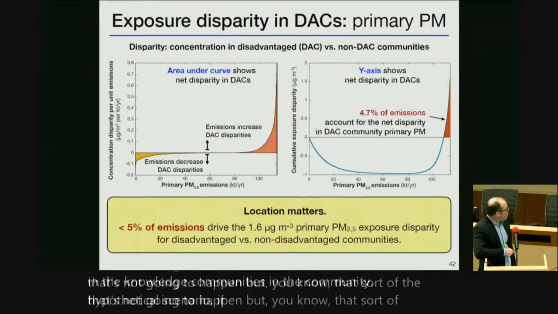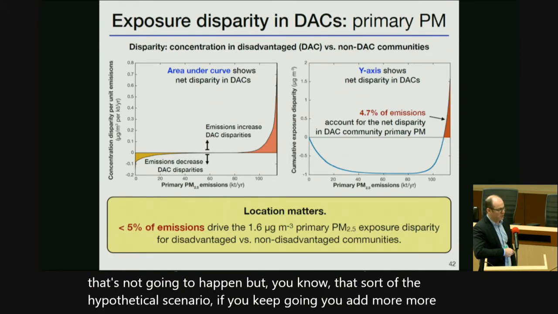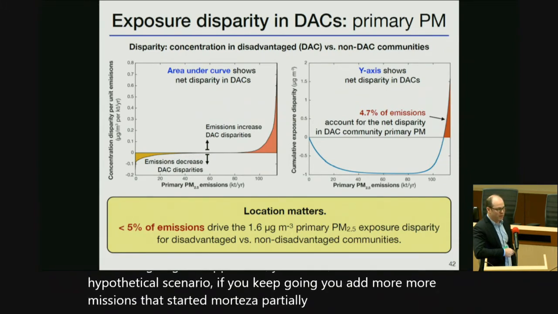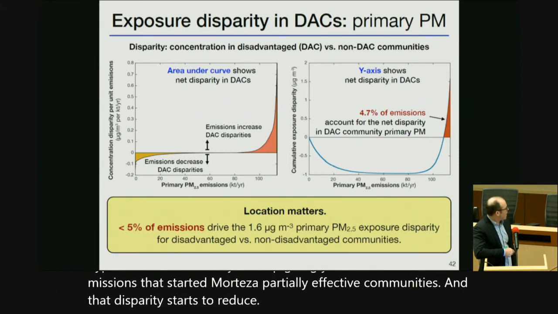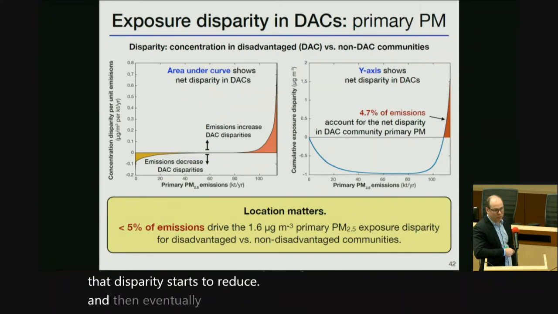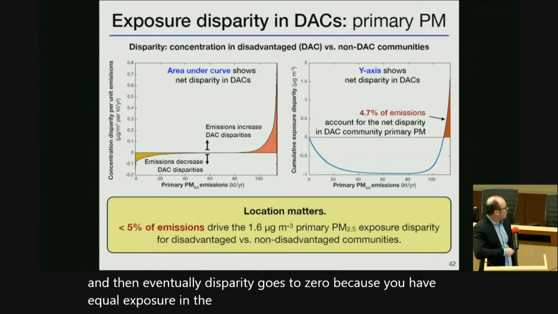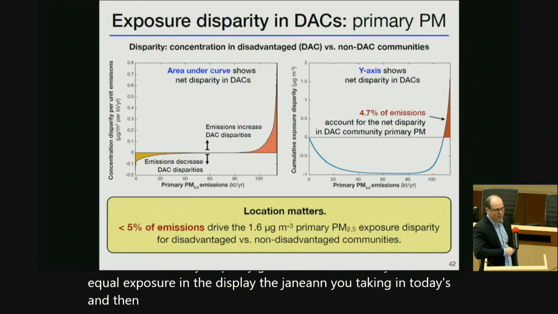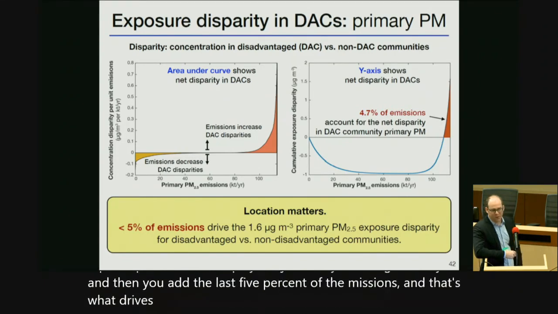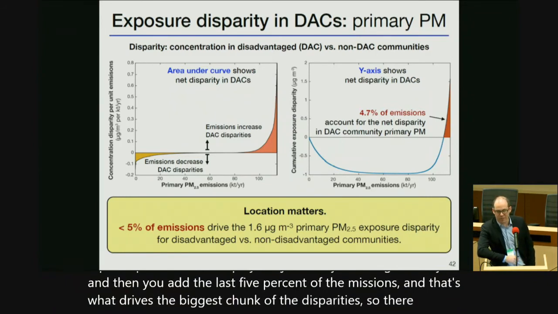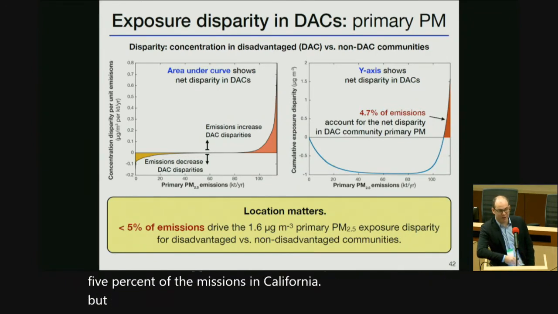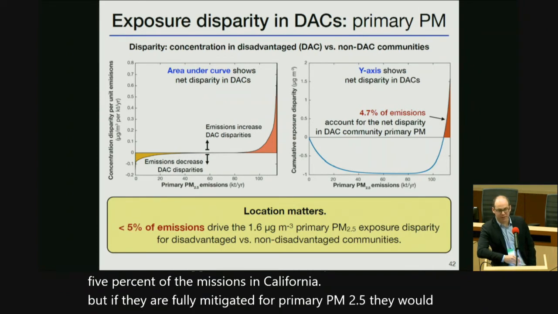If you keep going, you add more and more emissions that more and more disproportionately affect EJ communities, then that disparity starts to reduce. And then eventually the disparity goes to 0 because you have equal exposure in the EJ and non-EJ communities. And then you add the last 5% of the emissions, and that's what drives the biggest chunk of the disparities. So there are about 5% of the emissions in California that, if they're fully mitigated for primary PM2.5, would reduce the EJ community disparity down to 0.